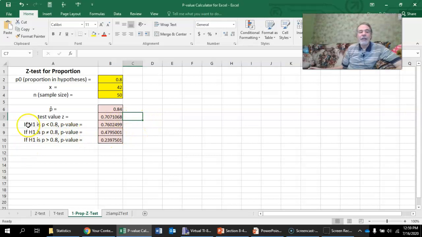And then, depending on what the alternative hypothesis is, it tells us what the p-value is. Our alternative hypothesis was that p is greater than 0.8. It had a greater than sign. So the p-value is 0.2397501. It's very slightly different from what the graphing calculator gave us. I don't know exactly why that is. Maybe a slightly different way that they used to calculate it. But it's really, really close. So it's about 0.2397.